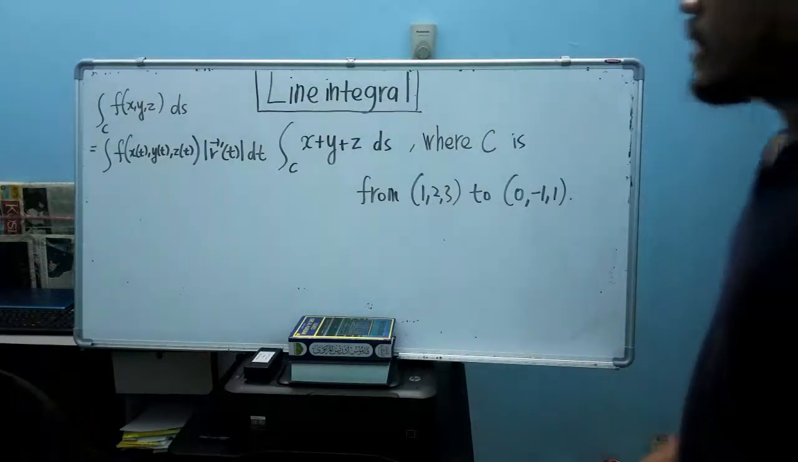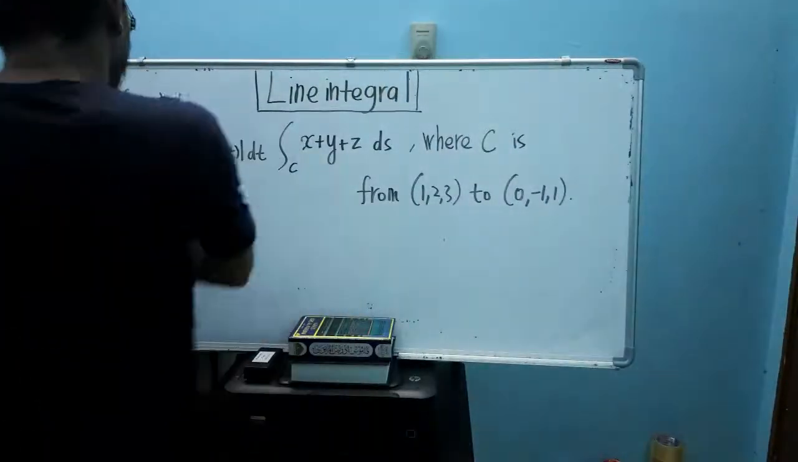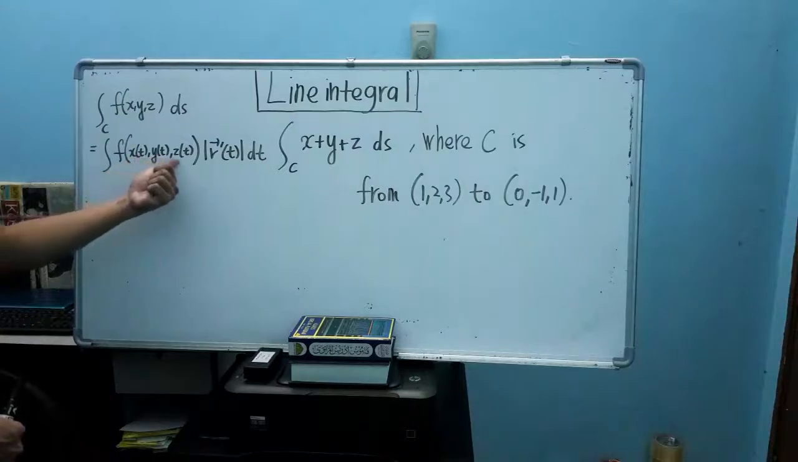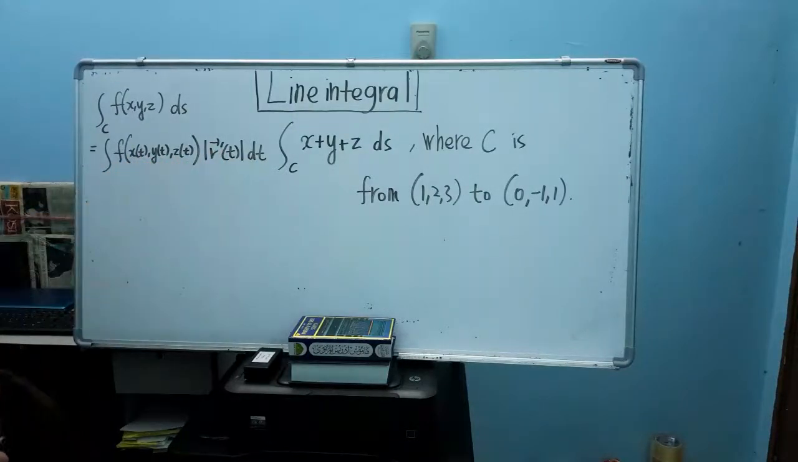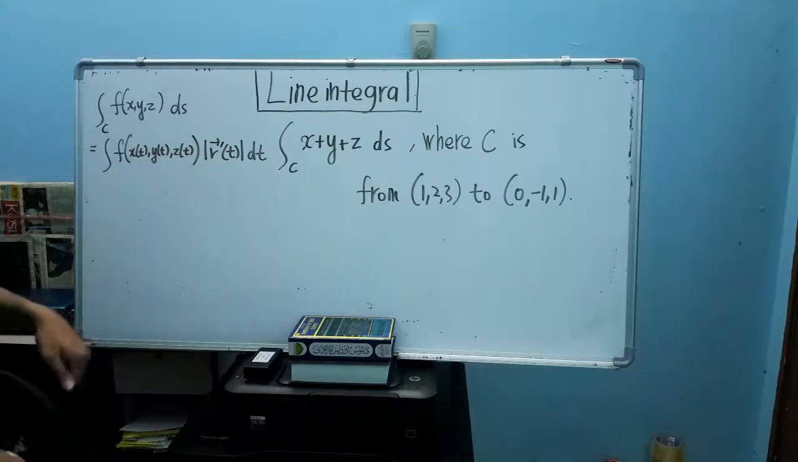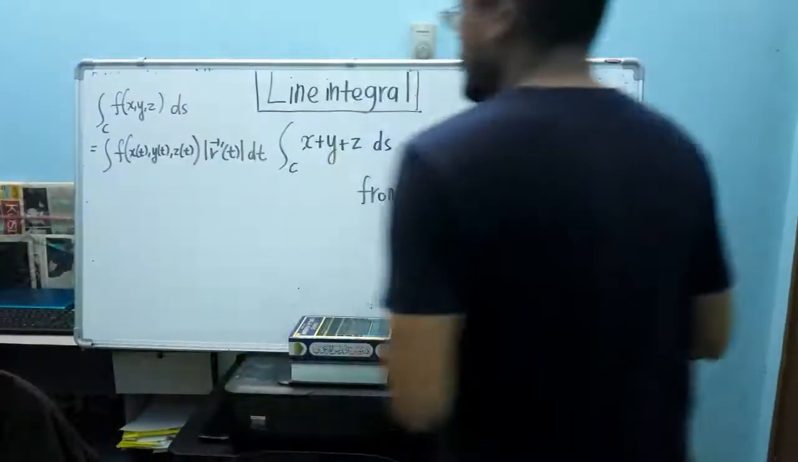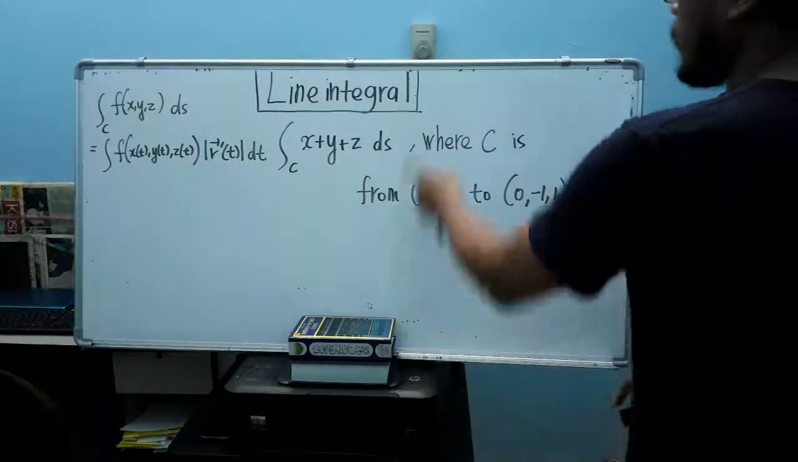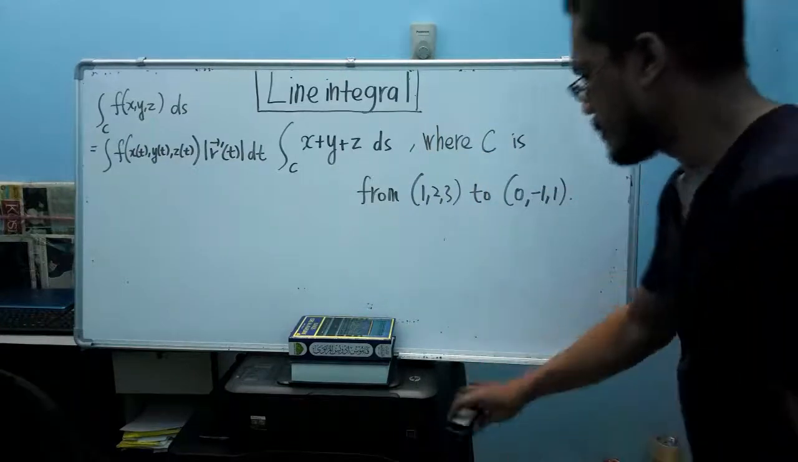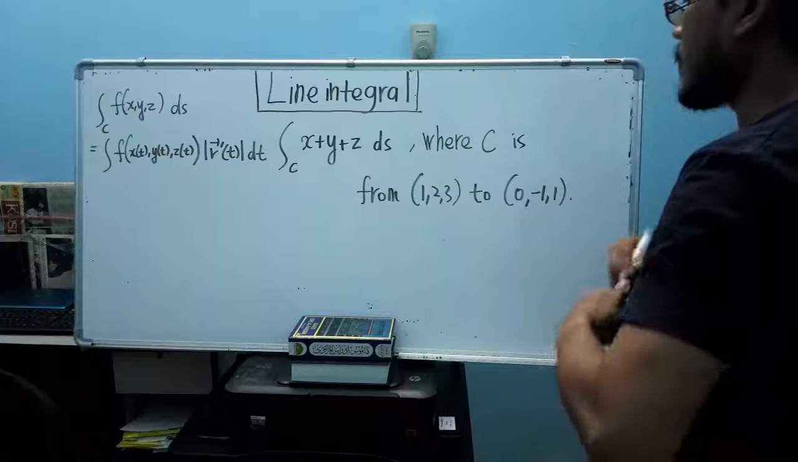Okay, so now we just need to find the whole thing here. So do you have an xt, yt and zt? We don't have them, meaning that we need to find what our xt, yt, and zt are. How do we find them? We need to find the parametric equation of our C. So what is the parametric equation of our C?